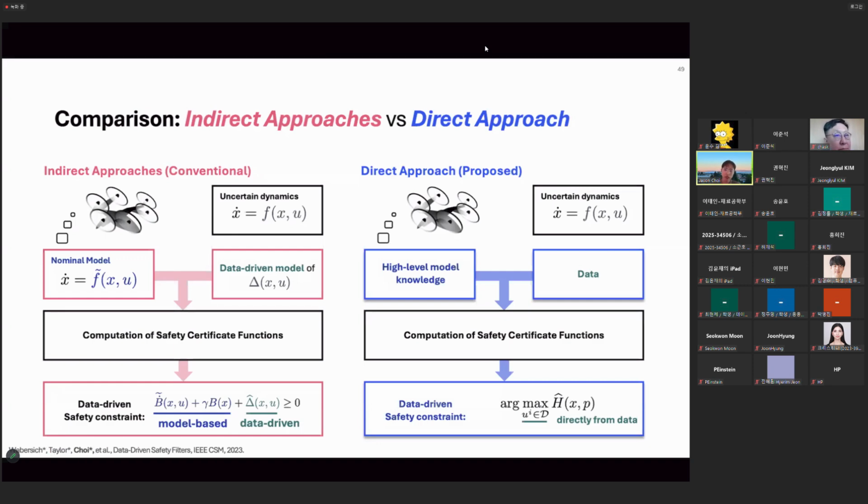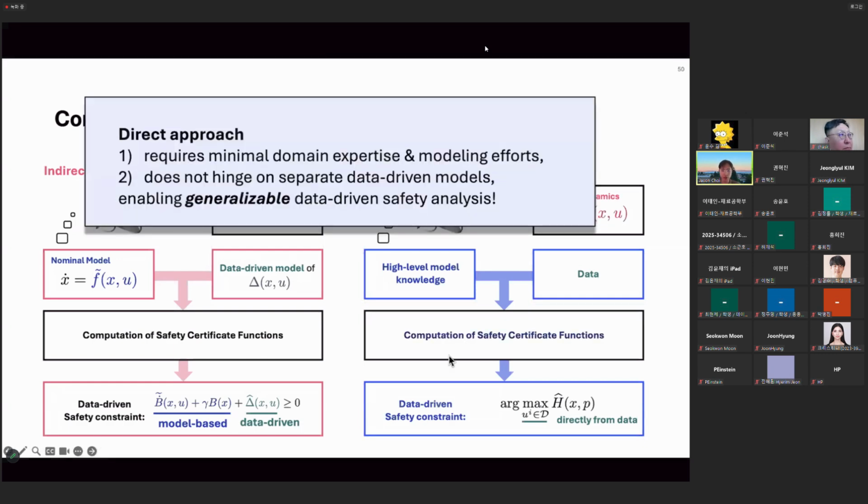Since we circumvent a lot of the process that requires extensive effort, I believe this new direct approach can minimize such engineering effort and enable a more generalizable framework for data-driven safety analysis.